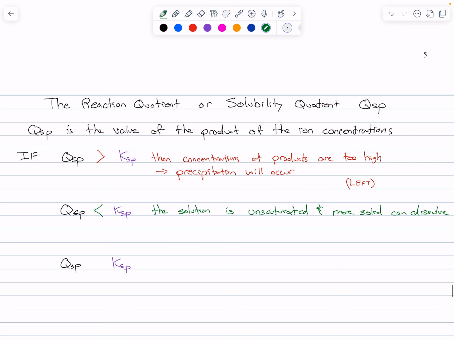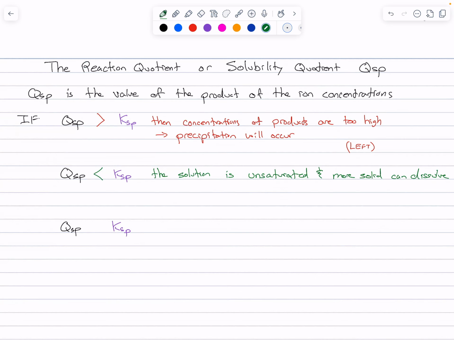All right? And of course, if we are equal, right, the system is at equilibrium. And the solution is saturated. All right, so those are the three options when we do a Q and we do a K.